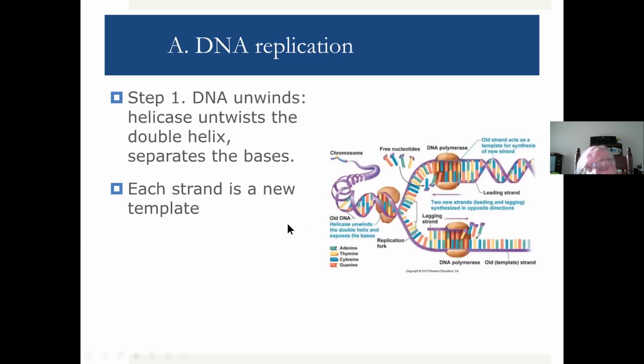So before a cell can divide, it has to replicate its DNA, okay? So each one of the 46 chromosomes has to replicate itself, because we're going to have two identical daughter cells. Each cell in the body has 46 chromosomes, 23 pairs. Well, we've got to replicate that.